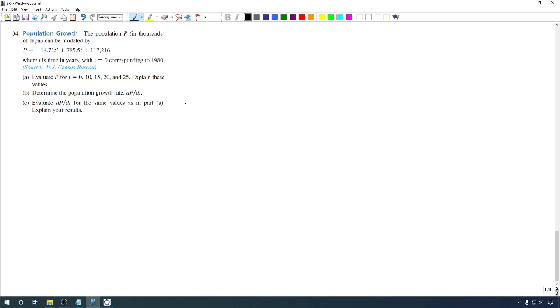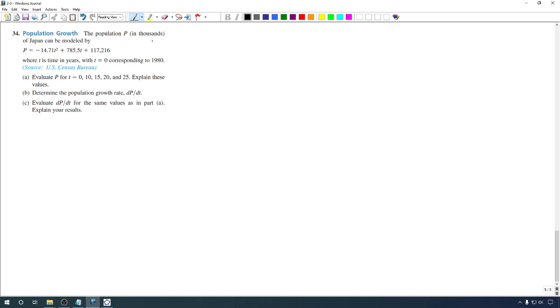Let's try another problem. So here, problem 34, this actually is not in the book this time. I know that for sure. The equivalent one would be problem 35, which actually talks about the population of Australia. This one's talking about the population of Japan. Same kind of problem, but different numbers and all that.